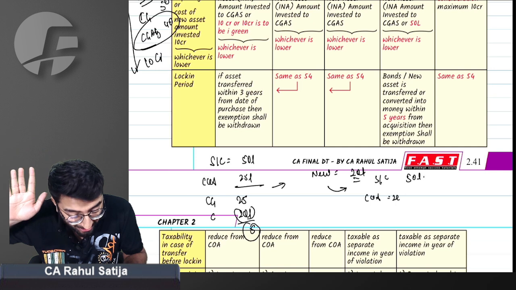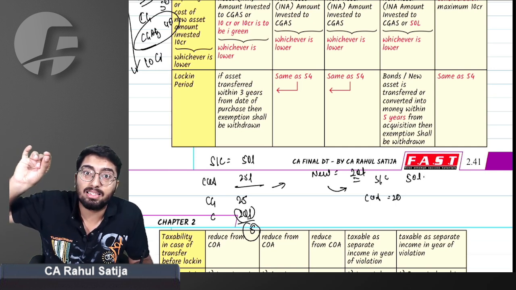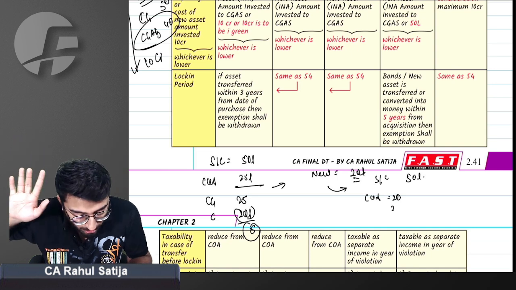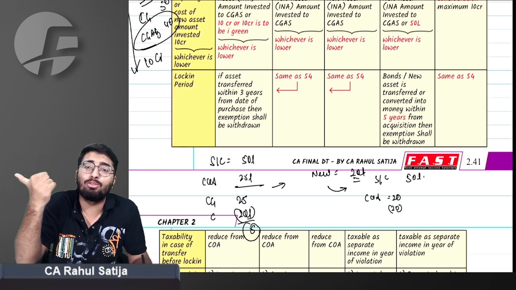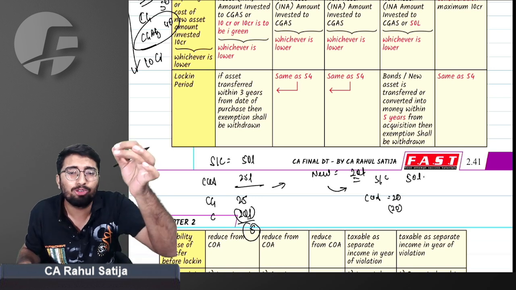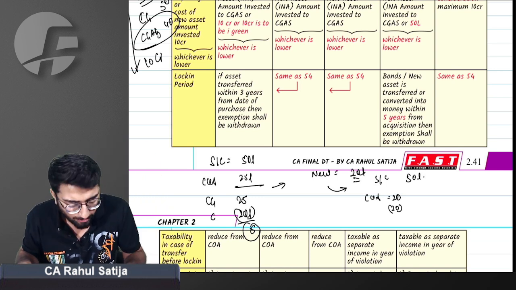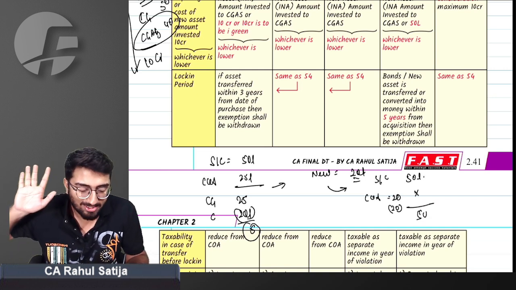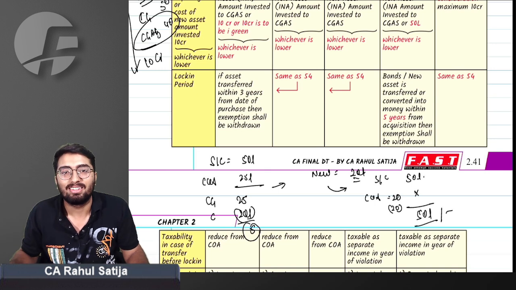Cost of acquisition will be 20 lakh, but the provision says that while computing capital gain of the subsequent sale, whatever amount of deduction you had earlier claimed has to be reduced from the cost of acquisition at the time of subsequent sale. Therefore, cost of acquisition will become nil, and ultimately you have to pay taxes on the further sale.